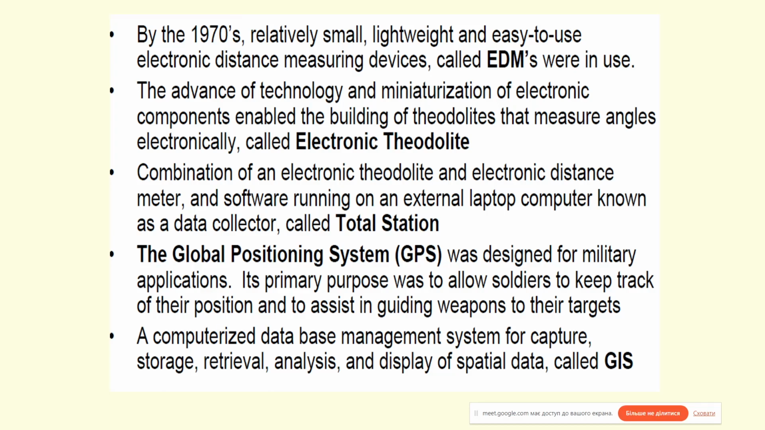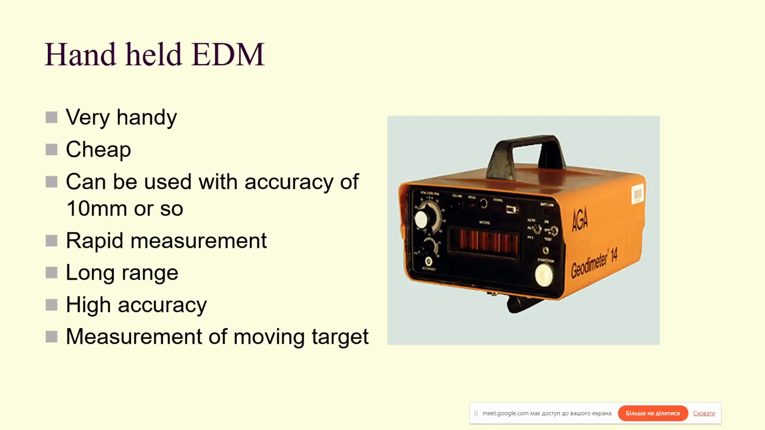Another popular technology is the global positioning system, which was designed for military applications. Its primary purpose was to allow soldiers to keep track of their position and to assist in guiding weapons to their targets. A computerized database management system for capture, storage, retrieval, analysis, and display of spatial data we call GIS.